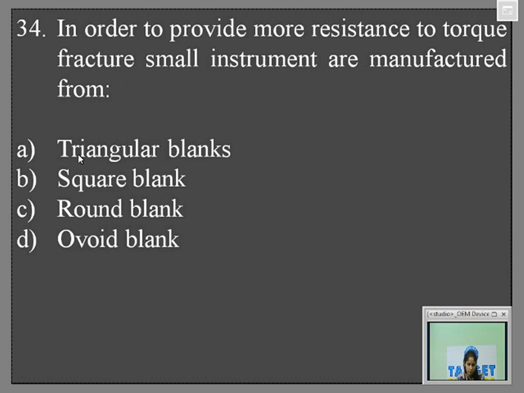In order to provide more resistance, okay, so at this point you should know, very commonly they will ask you one question about your files and reamers. So write down firstly that whenever you talk about your files or your reamers, they are always the cross section which you should know. The cross section for a reamer is triangular. The cross section for a file is square.